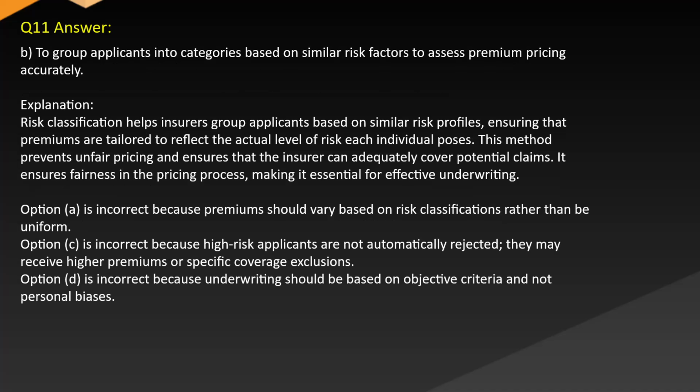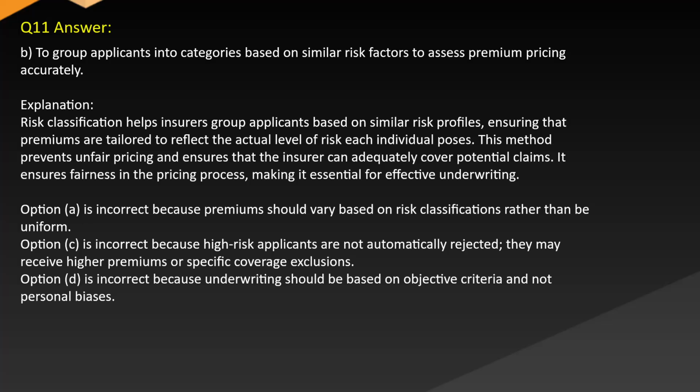Answer: B. To group applicants into categories based on similar risk factors to assess premium pricing accurately. Explanation: risk classification helps insurers group applicants based on similar risk profiles, ensuring that premiums are tailored to reflect the actual level of risk each individual poses. This method prevents unfair pricing and ensures that the insurer can adequately cover potential claims. It ensures fairness in the pricing process.